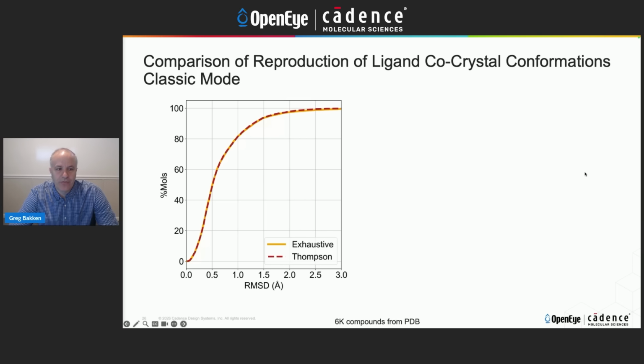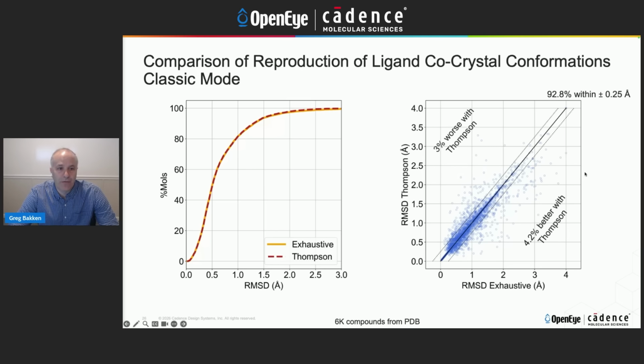This plot also shows us that Thompson sampling and exhaustive sampling are behaving virtually exactly the same. There's no difference in those two lines. And so overall, we know that we're getting conformational ensembles from Thompson sampling that have overall the same accuracy as exhaustive sampling. We can dig into this a bit more and look at specific cases.